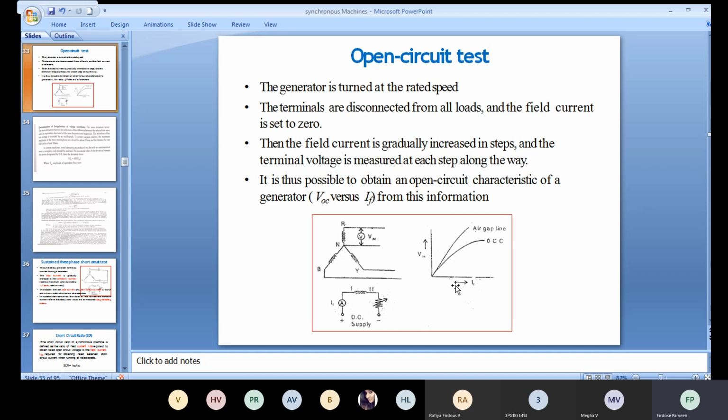The open circuit characteristic usually represents the relation between the space fundamental component of the air gap flux and the MMF on the magnetic circuit, when the field winding consists of only the MMF source.